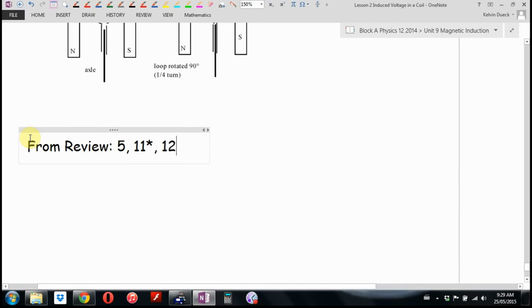Number 12 is fair game. Number 15 is fair game. Now in number 15, they're asking you in part B to find the magnetic flux. They don't tell you the magnetic field, but they give you the solenoid and what's going on. You can use that to find B to then go B times A.